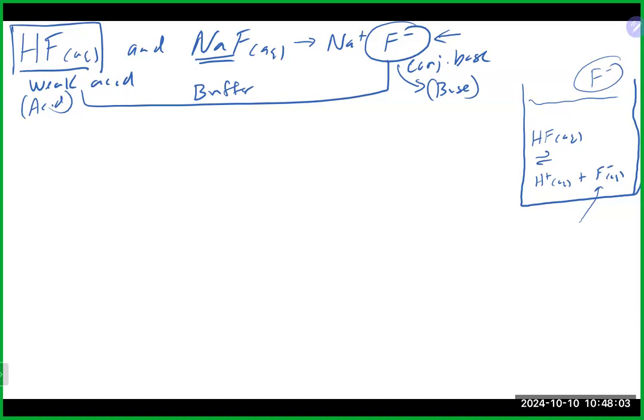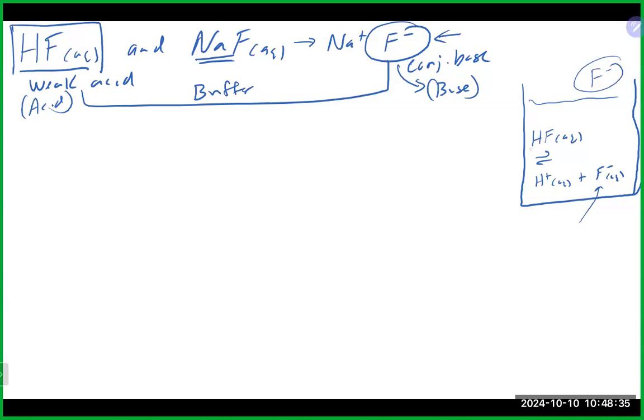So you're helping it out to make it a buffer by adding a little bit more F minus to that solution. So now you'll have a relatively good amount of HF, which is the acid part of the buffer, floating around that solution. By adding some more sodium fluoride, you're beefing up the F minus ions that are in that solution. So now what you have is a solution that has a relatively good amount of acid part, the HF in this example, and base part of the buffer, which is the F minus in this case.